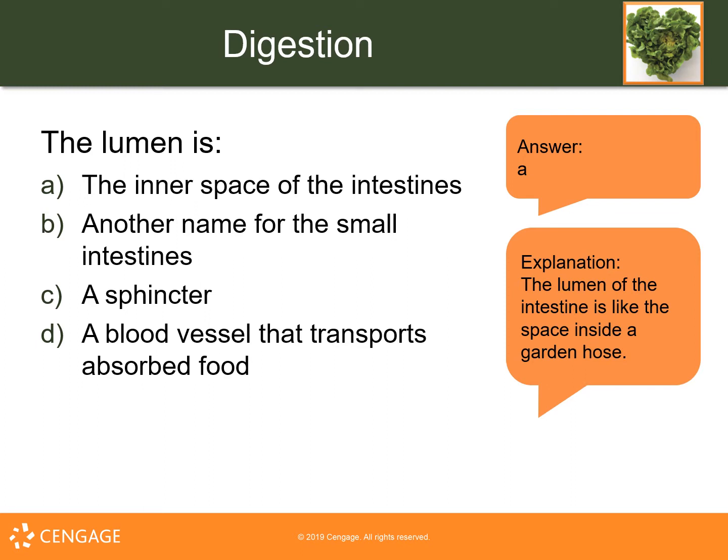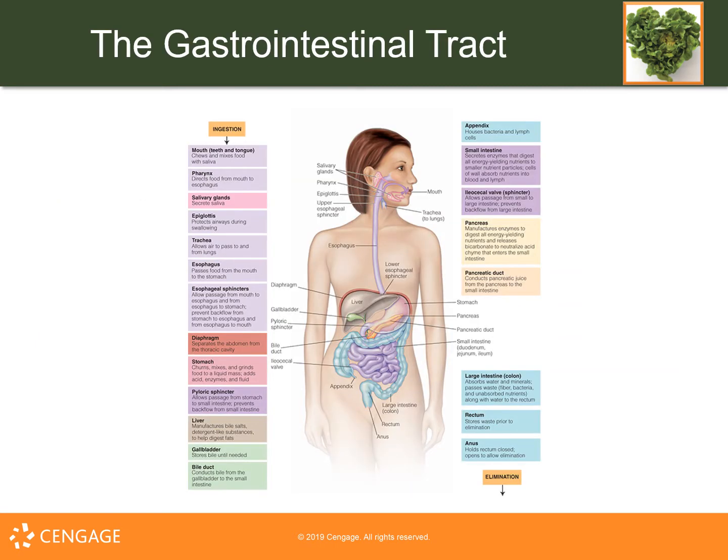So the lumen is the inner space of the intestines, and you can think of it like the inside space of a garden hose. The gastrointestinal tract, or GI tract. So this is where your digestion is going to start. This is where absorption happens and transportation.